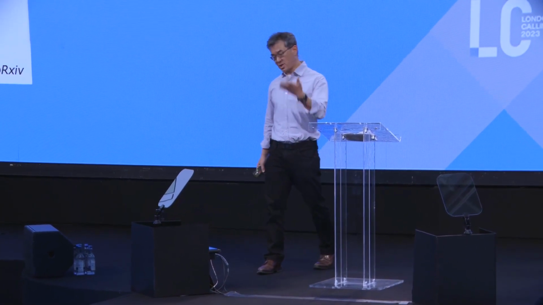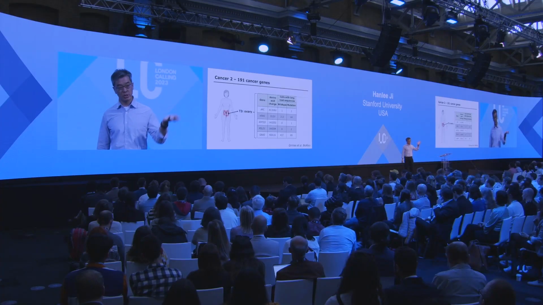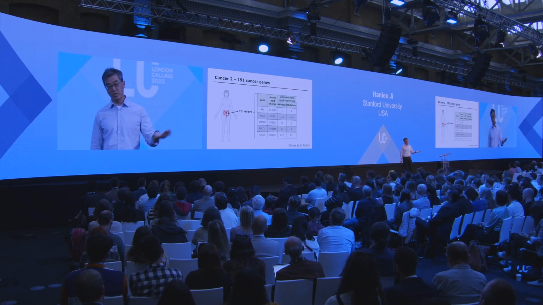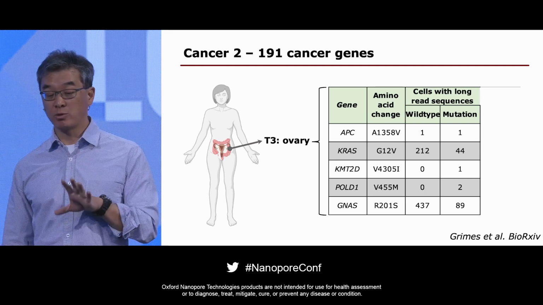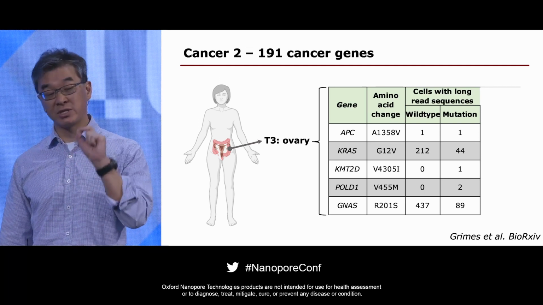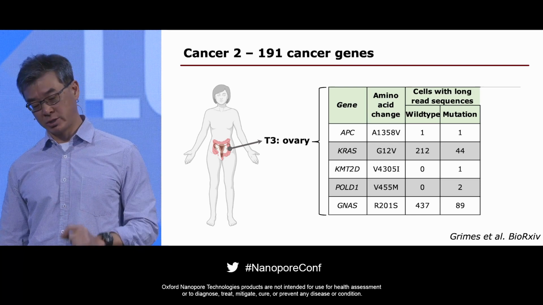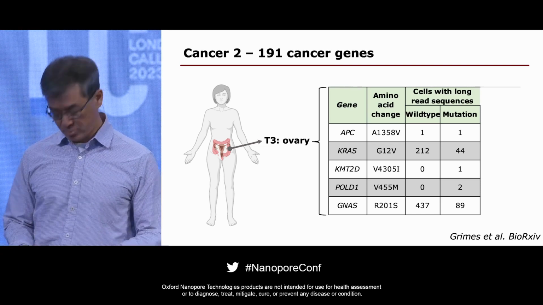So cancer 2, same type of example. Here's a demonstration of 5 important drivers with coding mutations that are pathogenic. And by taking advantage of this, we can see the long-read sequences in which we can assign specific cells with these types of mutations that occur. So proof of concept, it clearly works.